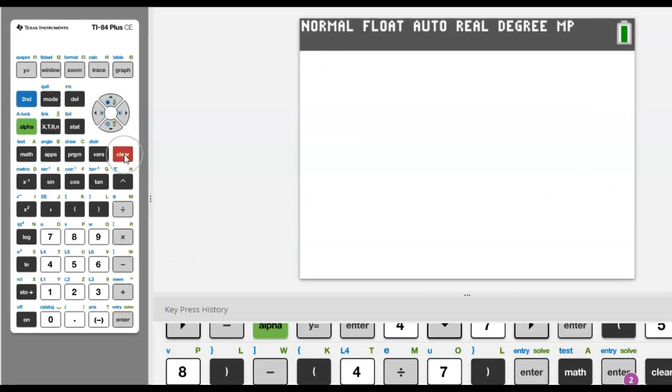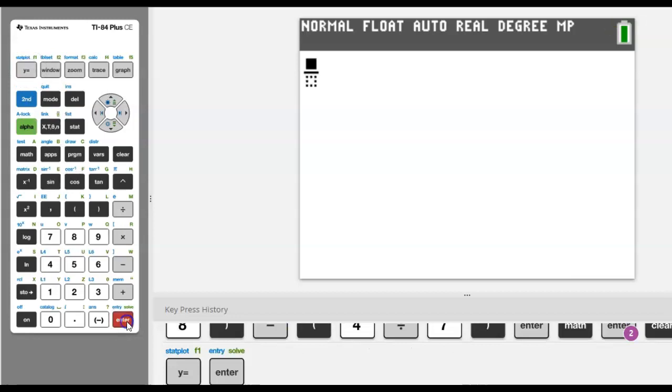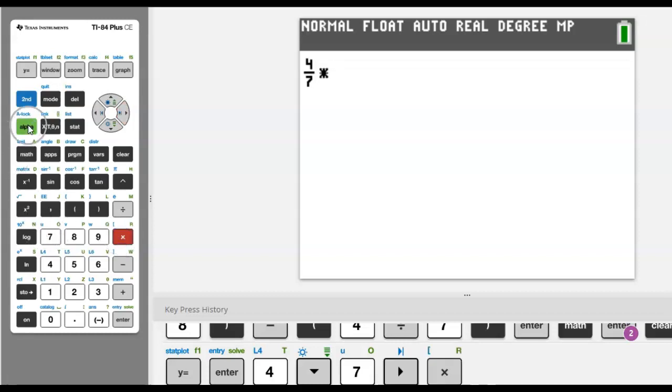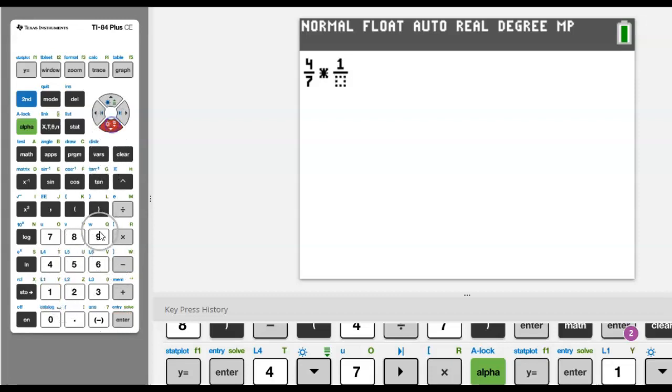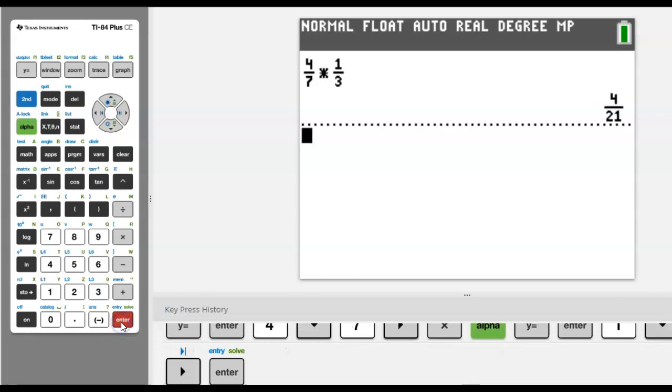Okay, let's continue. Now let's go and do multiplication. So for multiplication, we go to Half Y, enter, and then we enter 4 divided by 7, and it's multiplying by another fraction, Half Y, enter, which is 1/3, and then you enter. Ta-da, it gives you the answer.